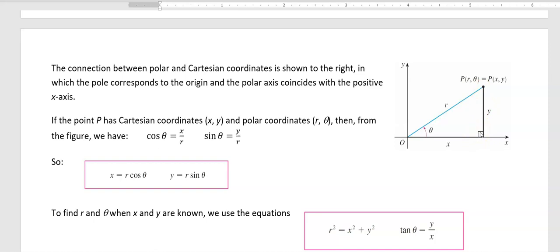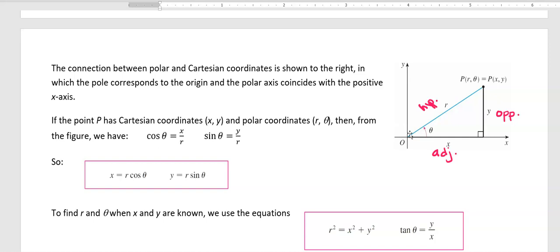So we're going to use some right triangle trig to help us figure out how to change from polar to Cartesian and Cartesian back to polar. So we have our vertical distance y, our horizontal distance x, and then our hypotenuse would be our distance r. So connecting those, let's first write that according to the angle that we have here, theta: x would be the adjacent side, y would be the opposite side, and r would be our hypotenuse.